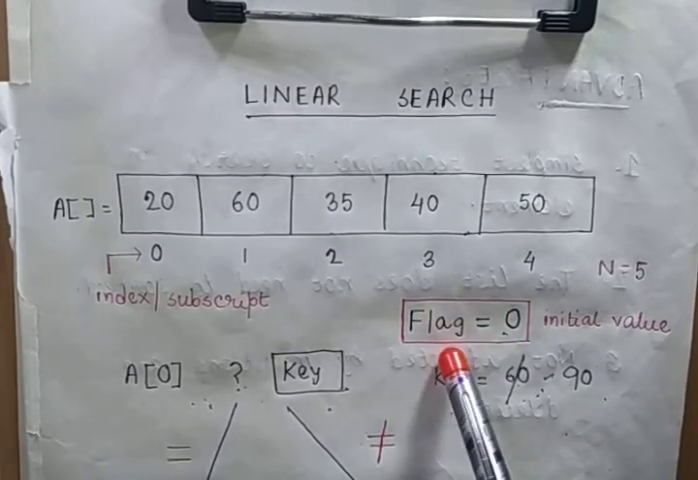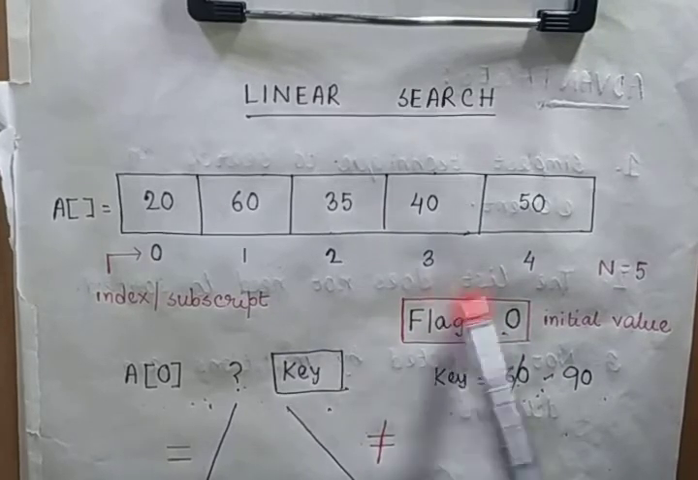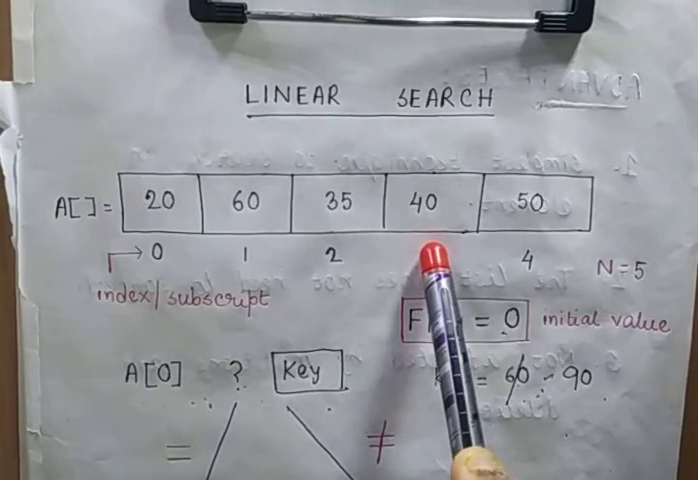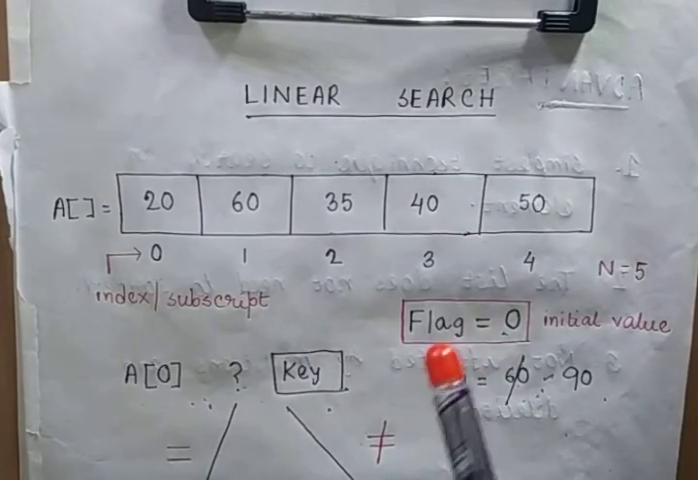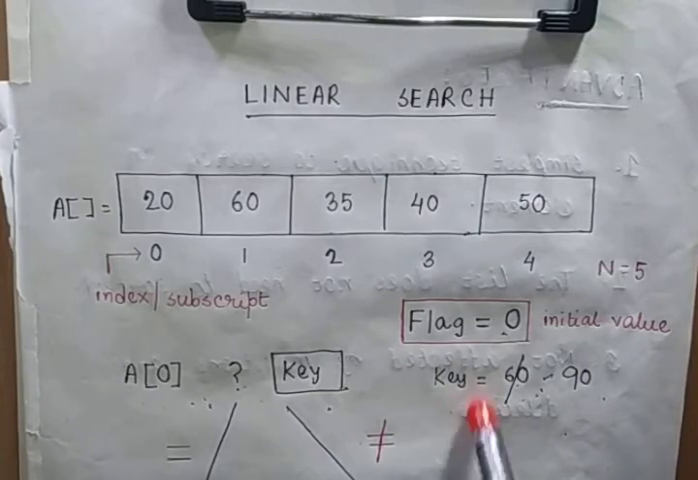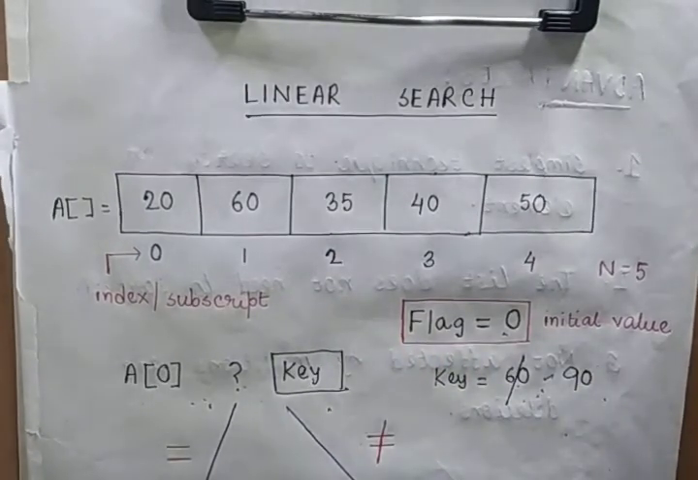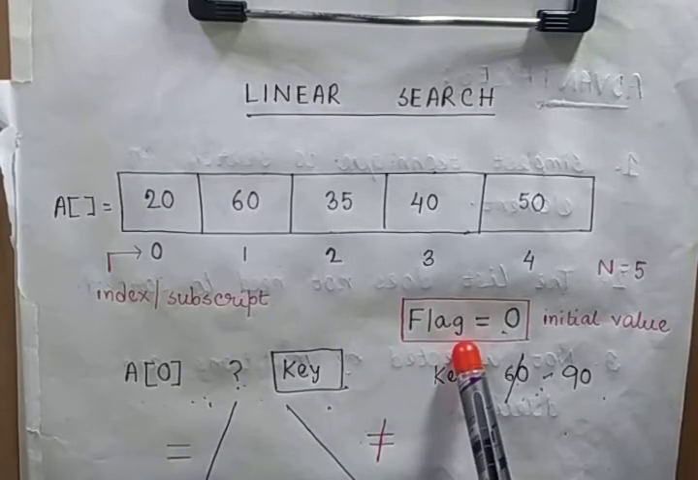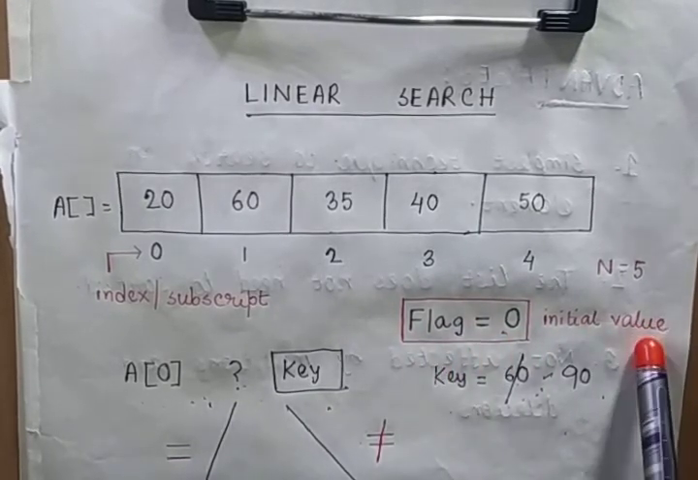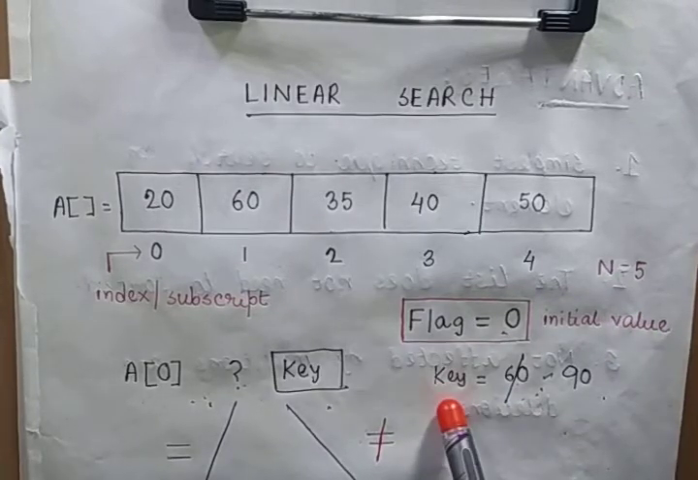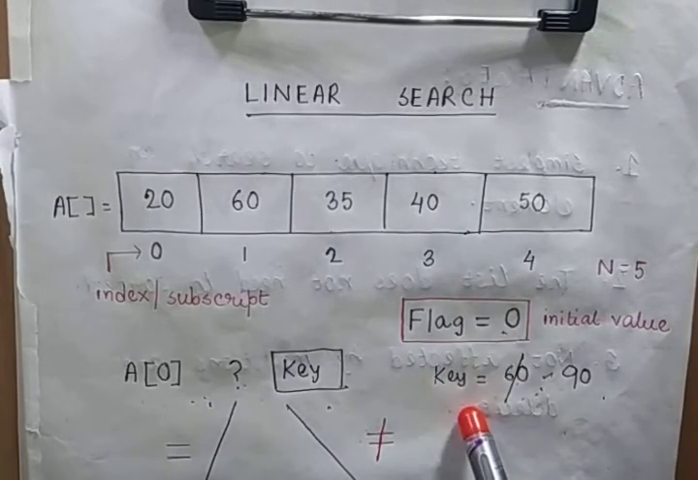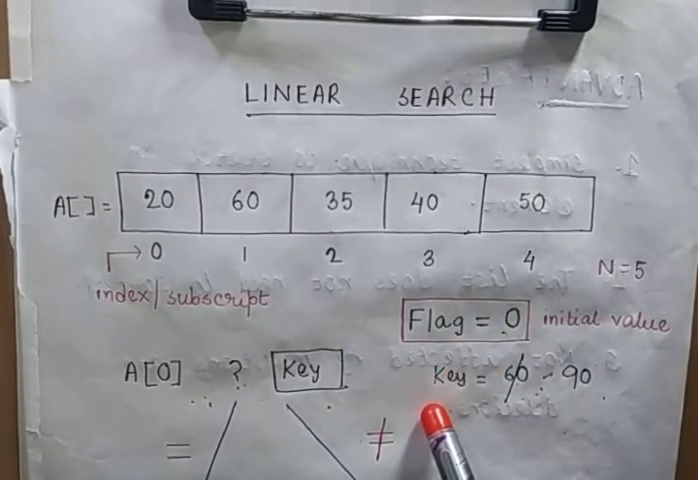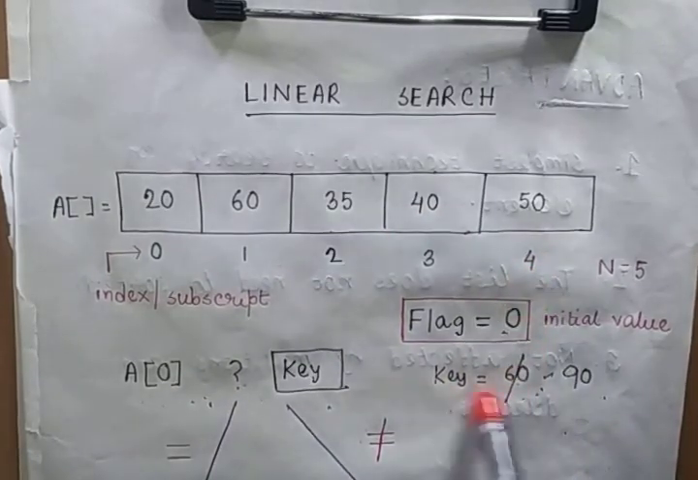Now after comparing, if you see the flag value is 1, that means the key element is found in the list. And after comparing, if you see the flag value is 0, that means the key element is not found within the list. So here the initial value of flag is 0, right? Now I have already told we need one more variable. It is called the key element, the element that you have to search within the list.